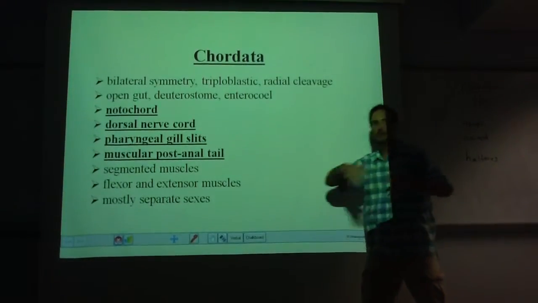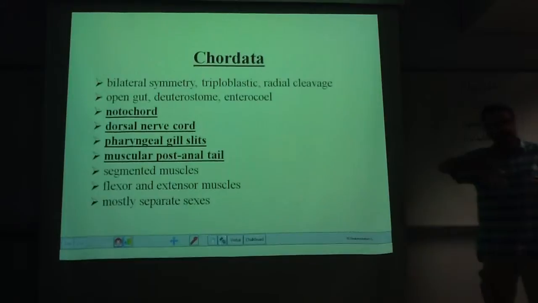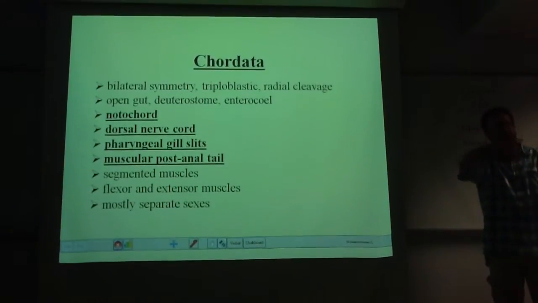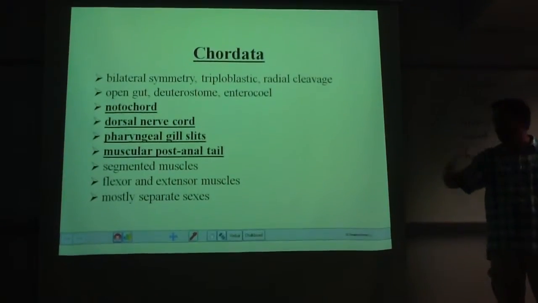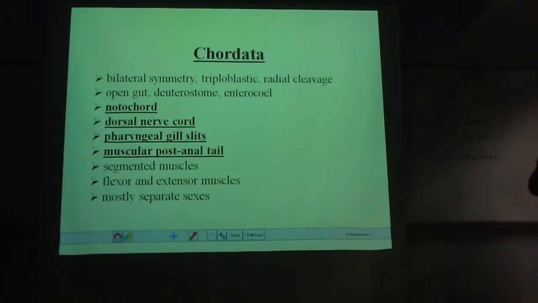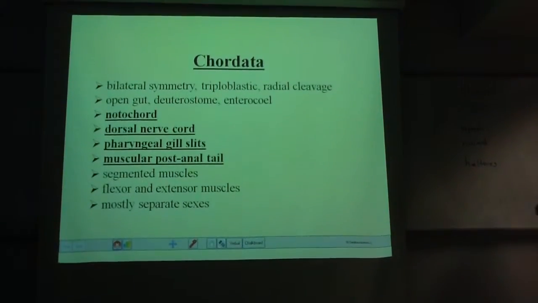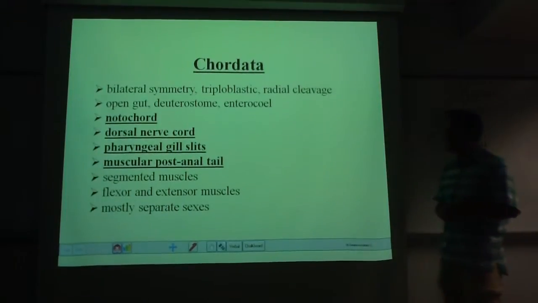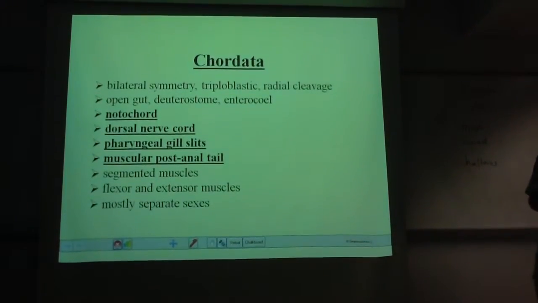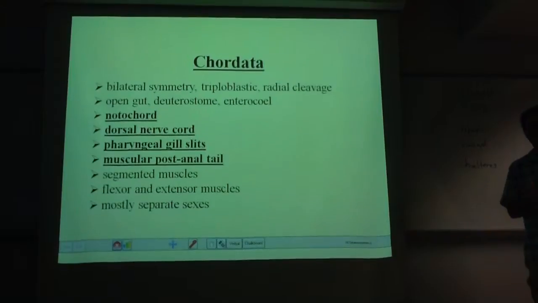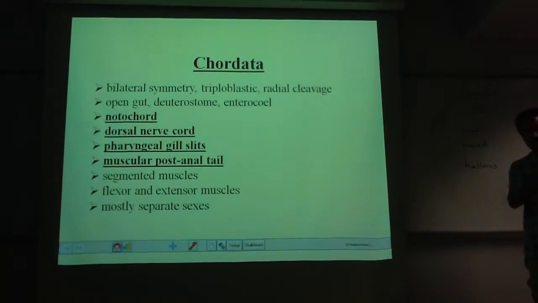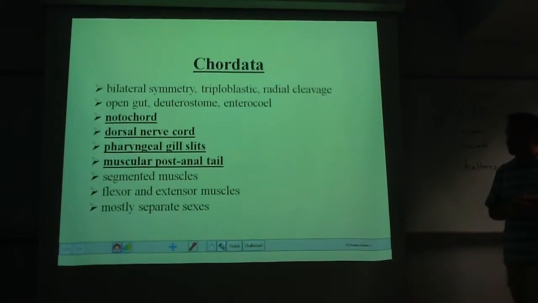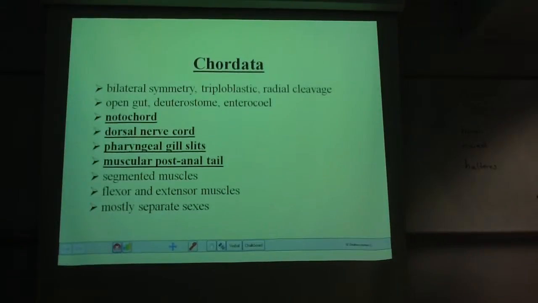Like for example, if you look at a snake, it has intercostal muscles that function as longitudinal muscles to allow it to undulate, right? And fish could also have muscles that are arranged that way. But especially if you have appendages the way the tetrapods do, then you're going to have these flexor and extensor muscles. They're mostly separate sexes. Hagfish have hermaphroditic members, but for the most part, they're separate sexes.